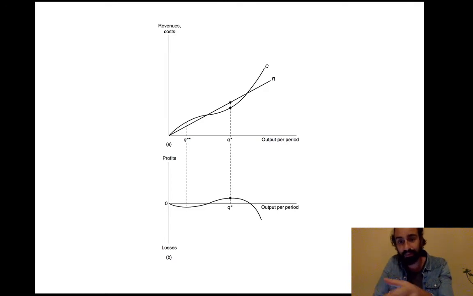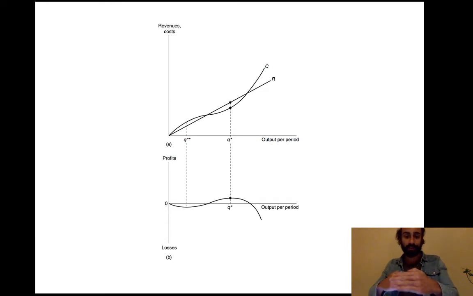Where is this maximized? It's maximized at Q star, where we have the maximum difference between the cost line and the revenue line, right? So this is exactly the point where producing one more unit costs exactly the amount that I would get if I sold that unit, right? So before that, each additional unit costs less to produce than I can sell it for. So producing more and more is giving me higher and higher profits.